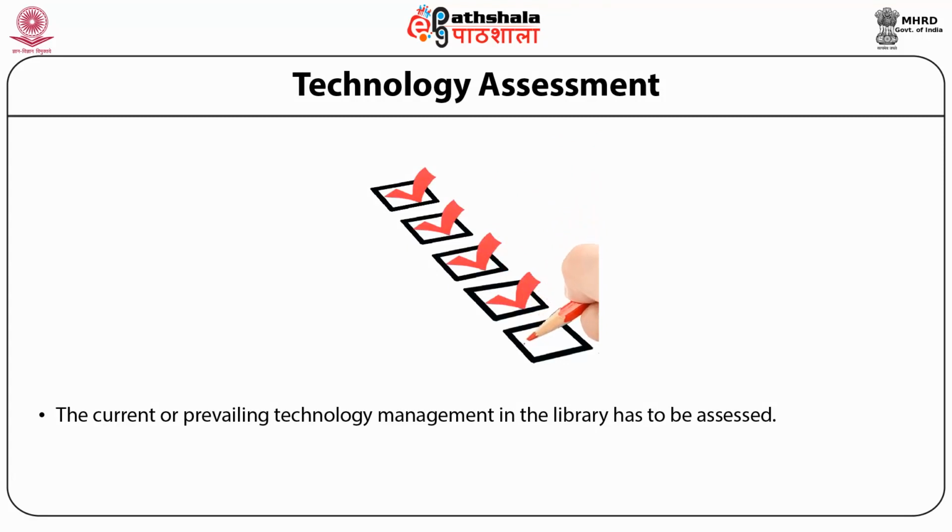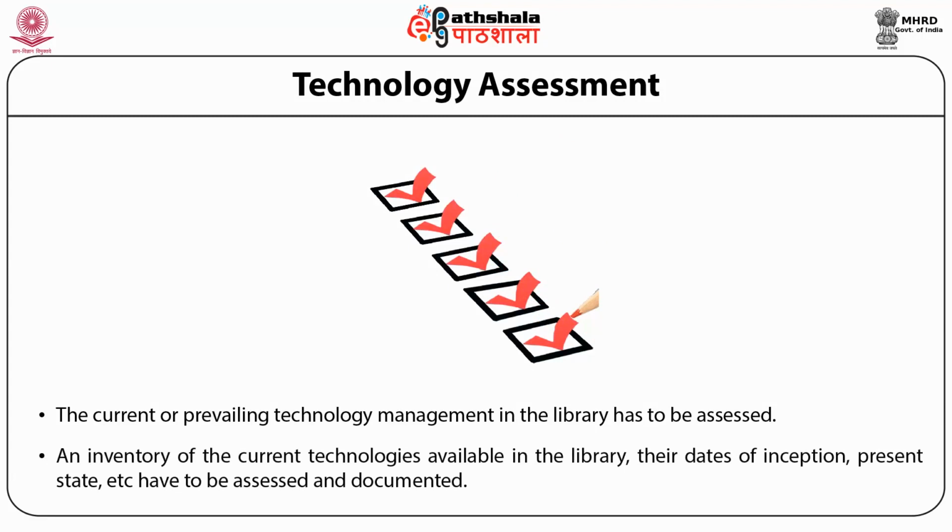For this, we can create an inventory of the current technologies available in the library, their dates of inception, the present state, and all other aspects of the current technology need to be documented. Once this is documented, we are clear of when the technology was installed or implemented in the library, and this will help us assess the life of the technology and when it is due for upgradation, maintenance, or replacement.